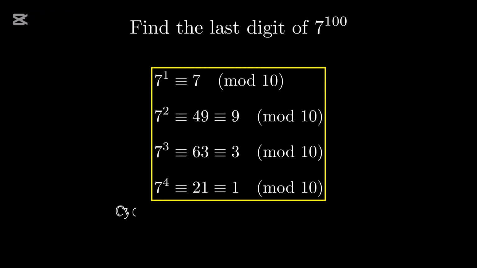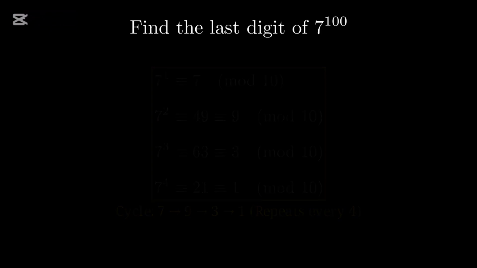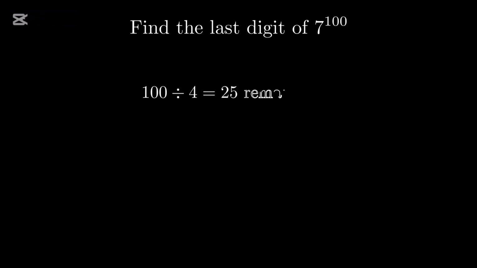Now look at this cycle: 7 to the first, 7 squared, 7 cubed, 7 to the fourth power, so the cycle is 7, 9, 3, 1. So it's going to repeat every 4. You got what I'm saying? That is, for 7 raised to the power of 5, the congruence will be 7. Alright? So it's going to keep repeating. That is the cycle. Now, since the cycle length is 4, you divide.